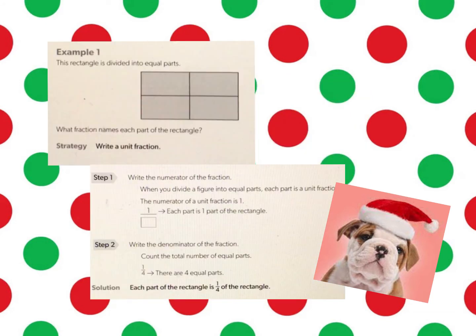This rectangle is divided into equal parts. What fraction names each part of the rectangle? Write a unit fraction. So each part is 1 out of 4. Okay? Because each part is 1 and there are 4 total.